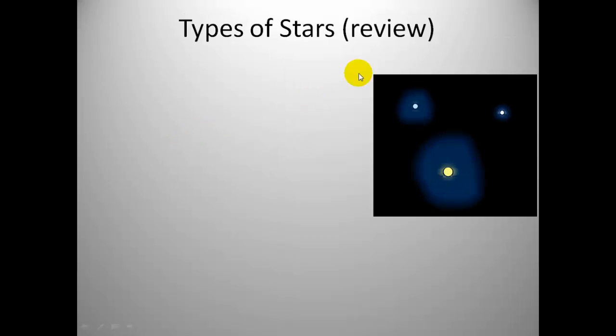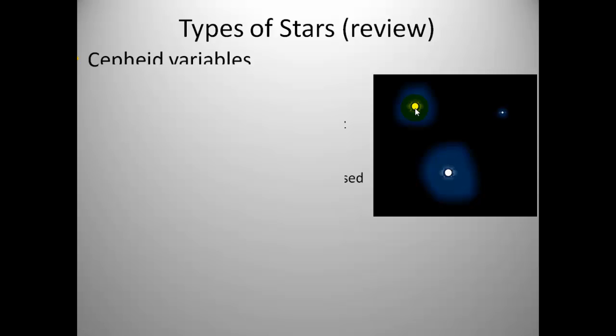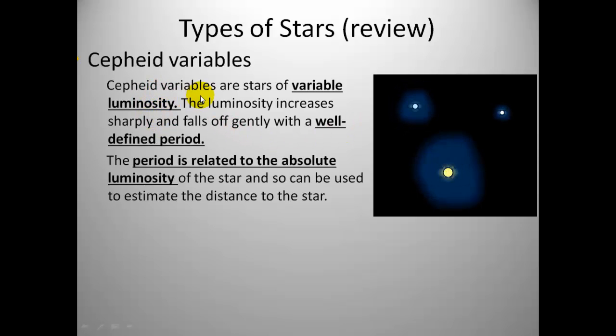So let's just review. I mentioned cepheid variables before. We looked at different kinds of stars, and the brightness oscillates over a few days. So it's a regular pulsing star, and it takes a few days for it to be bright and dim and bright again. So cepheid variables are stars of variable luminosity. The luminosity increases sharply and then falls off gently with a well-defined period. It doesn't change for a particular star. This period is related to the absolute luminosity of the star. And if we know the absolute luminosity, and we know how bright it appears to be to us, then we can work out its distance.